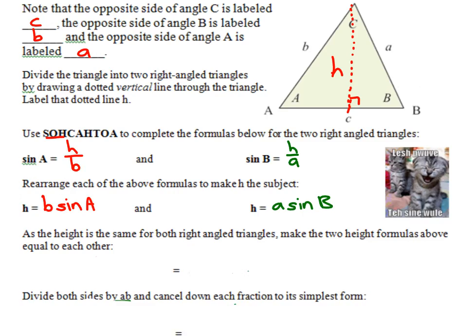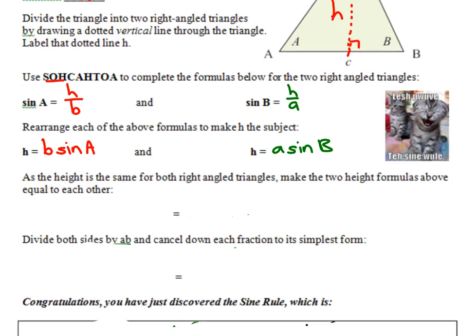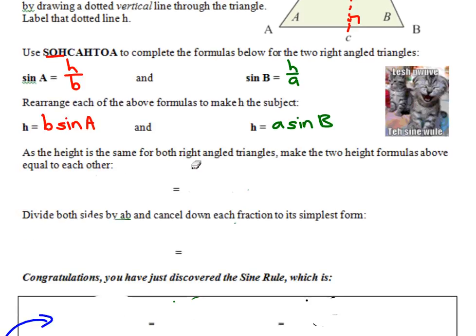Notice that these are for two different triangles. What do you notice about the height for both of those triangles? You probably noticed it's the same height. The triangle on the left has the same height as the triangle on the right. So technically these two formulas, because they're both separate formulas for H, must be equal to each other because height H is consistent for both triangles. So as the height is the same for both right angle triangles, we can make the red formula equal to the green formula.